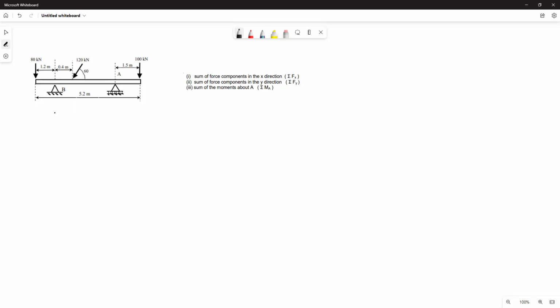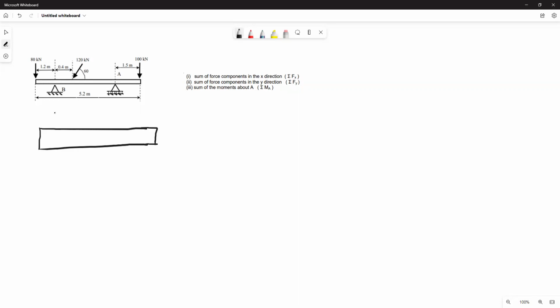The first step on how to solve these problems would be to draw a free body diagram, which I'm going to do now. So we can understand the forces acting upon this structure or beam. The first step would be to remove the supports. We know from our previous video that this is a fixed support, and the second support here is a roller support. Both of these supports will need to be removed and their applicable forces would need to be added.